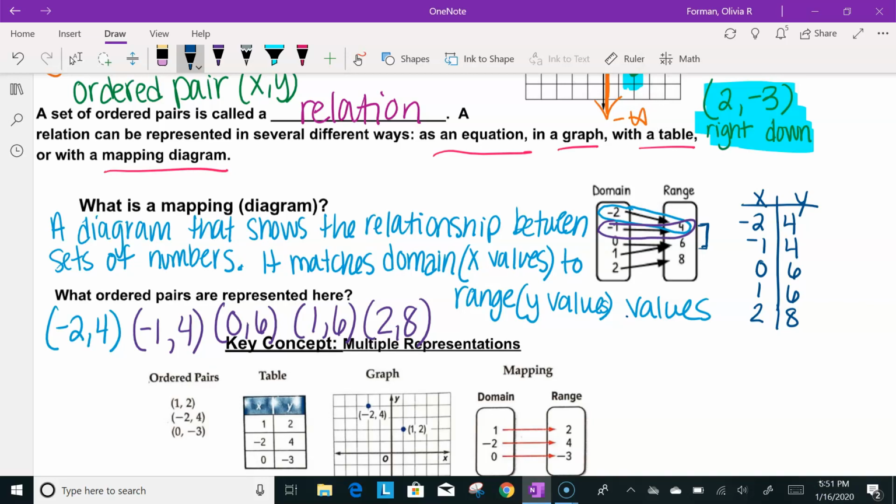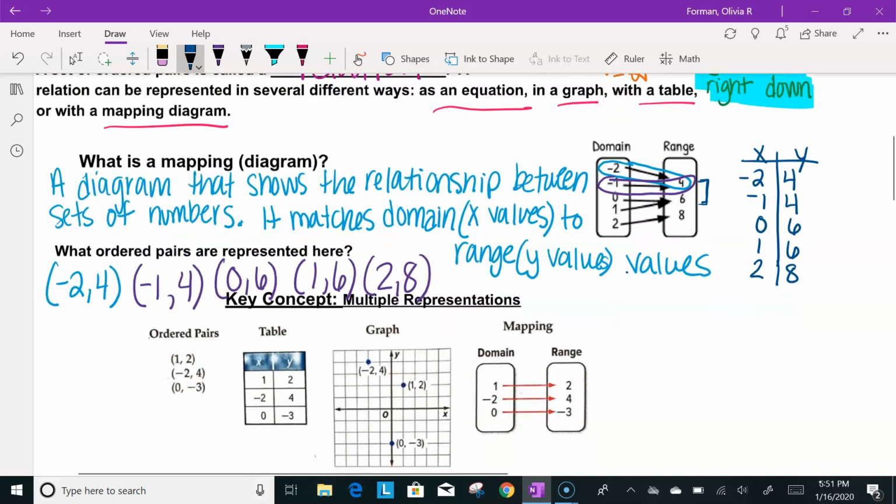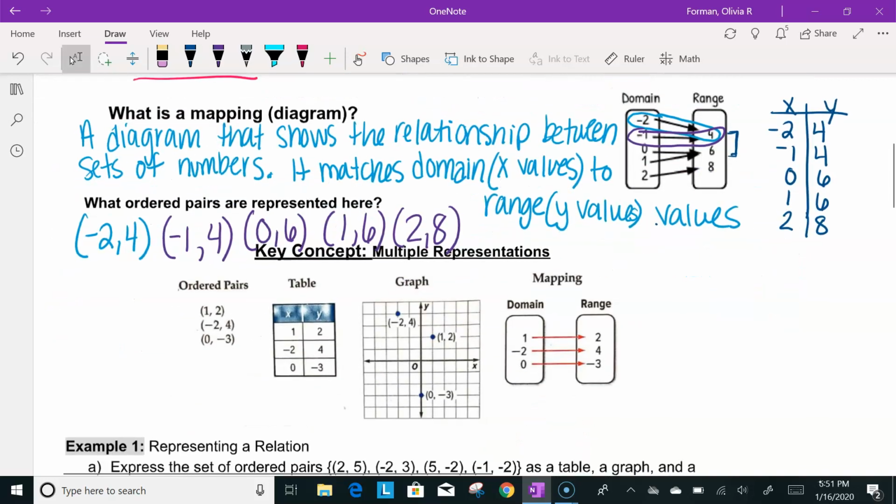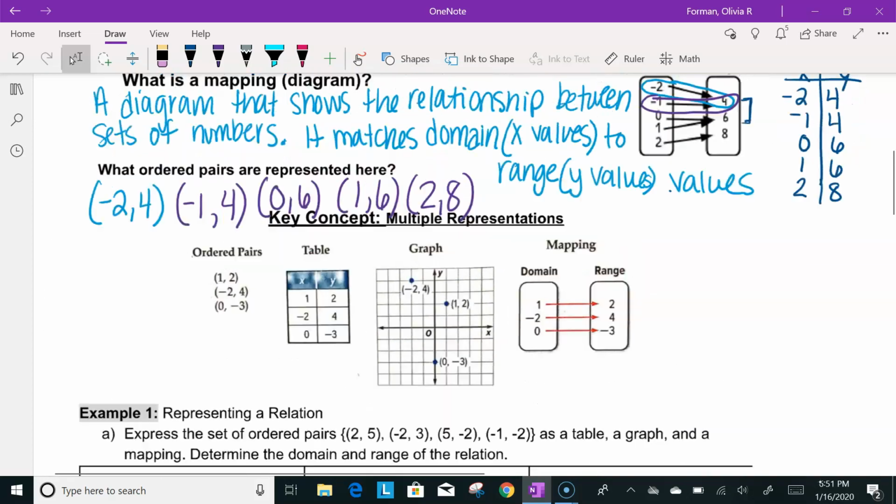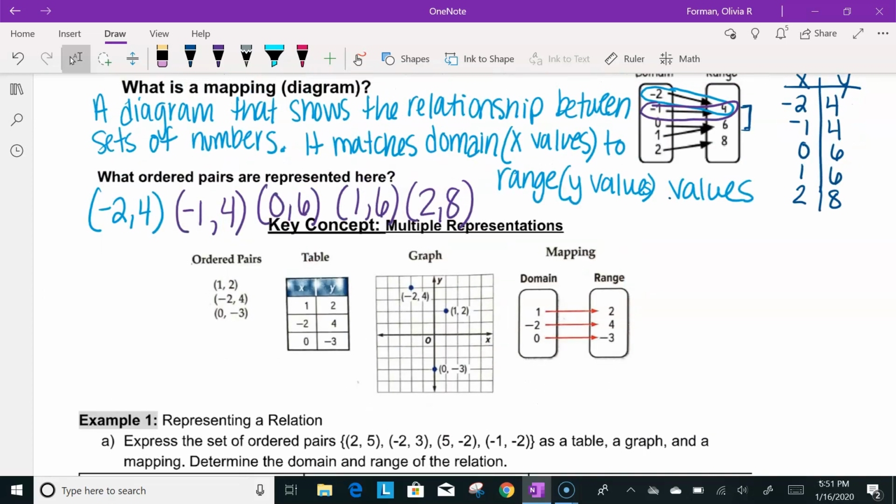That's really one of the main differences you'll see between them, but either one works. So whatever you're comfortable with or what the problem asked for. Okay. If you look at the next part, it says key concept, multiple representations.